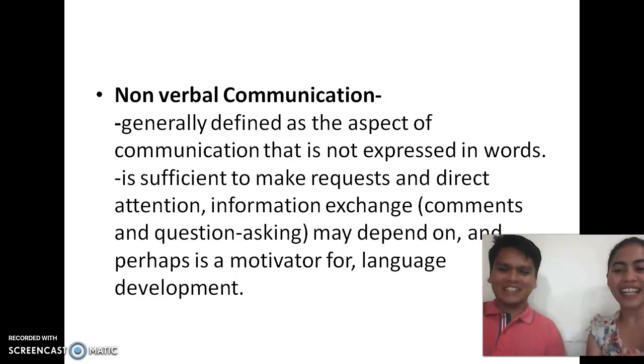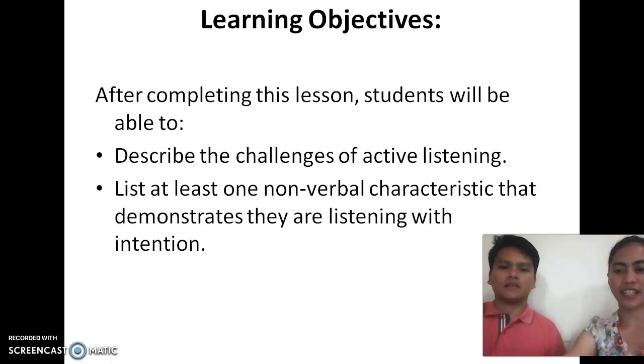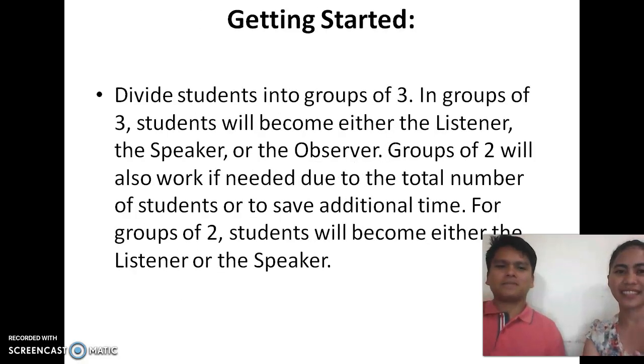Okay, our learning objectives: after completing this lesson, students will be able to describe the challenges of active listening, and list at least one nonverbal characteristic that demonstrates they are listening with intention. Okay, let's get started.